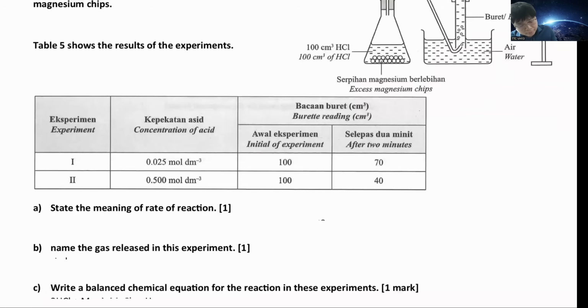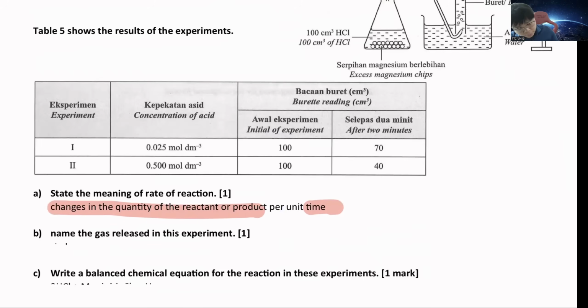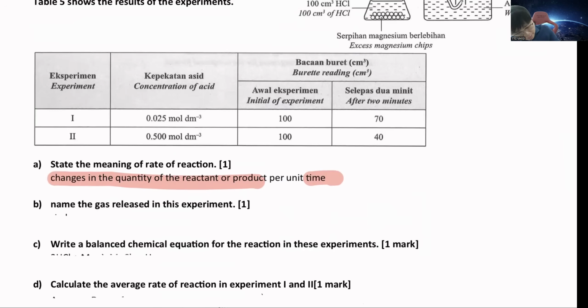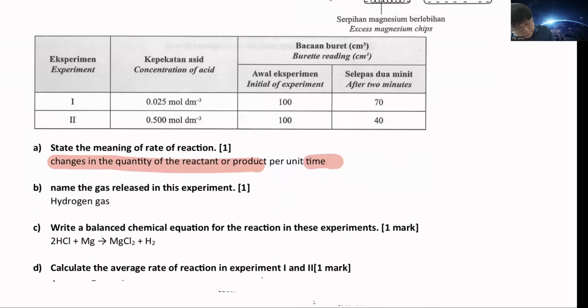So what is meant by the rate of reaction? It is the change in quantity of the reactant per unit of time. Means if you write it out, it will be the quantity divided by time. Now the gas released, we write out the equation: Mg plus HCl becomes MgCl2 plus H2. Okay, and put a 2 here. After that, the gas released is hydrogen gas.